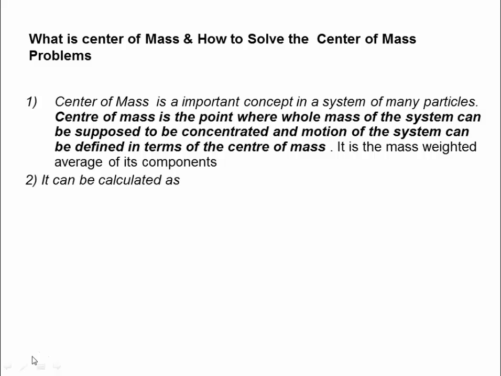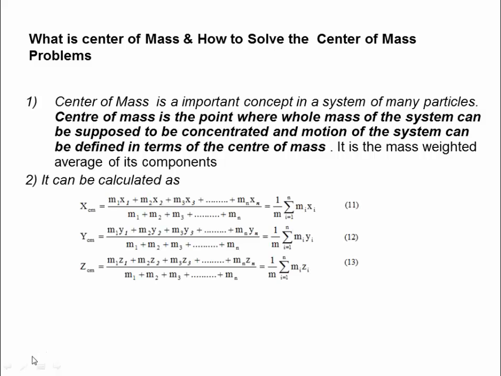The x coordinate of the center of mass can be calculated as m1 x1 plus m2 x2 plus m3 x3 divided by m1 plus m2 plus m3. So basically it is a summation of mass and the x component of the particle divided by the sum of all the masses. Similarly, the y coordinate of center of mass is defined as the sum of mass and y coordinate of the system of particles divided by the sum of masses. Again, the z coordinate of center of mass is defined as a summation of mass and the z coordinate of the system of particles divided by the sum of masses.